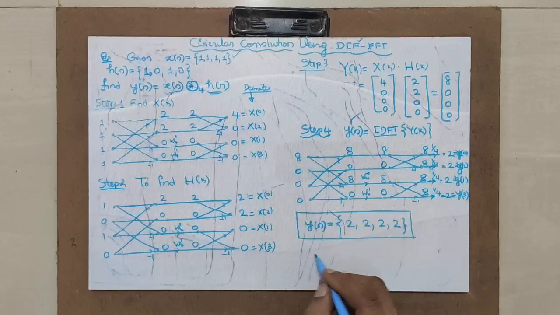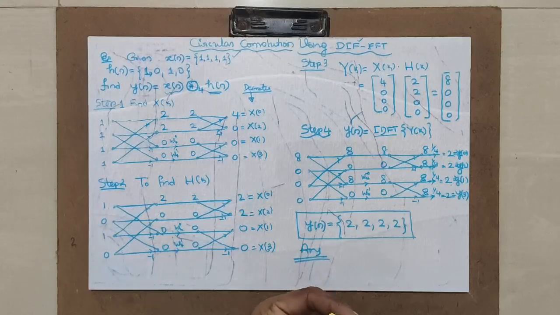I applied DIF algorithm, that's all. Nothing special from the just previous video which I have posted you, okay? But here DIF algorithm is used to find the circular convolution. I hope you understood this.